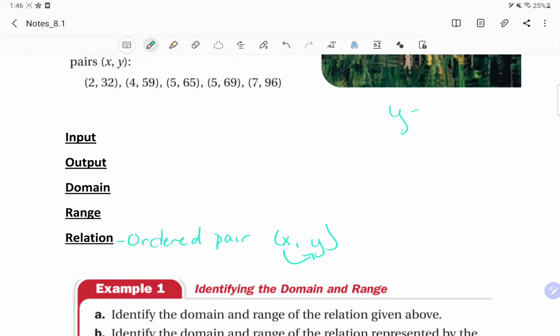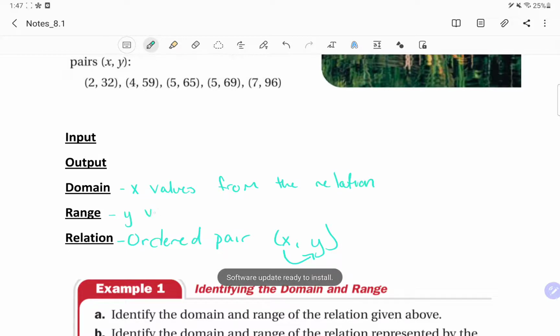So something like this, right? We do something, 2x, to get to the y. So an ordered pair is a relation. Your range and your domain, we define these in a couple different ways, but basically what they mean is your domain are your x values from your relation, and this is your y values from your relation.